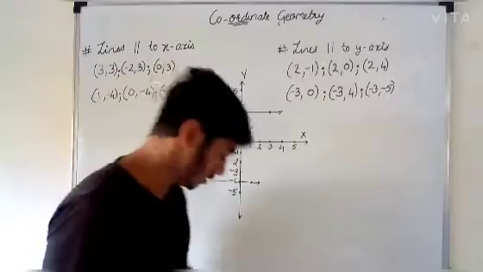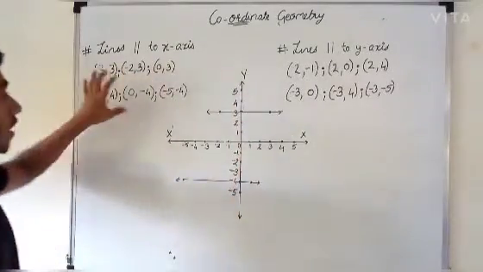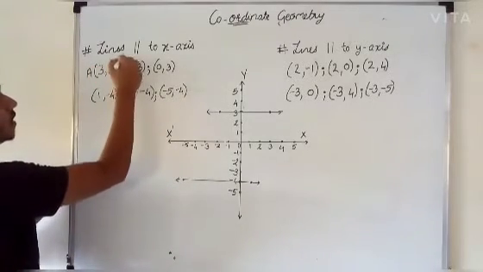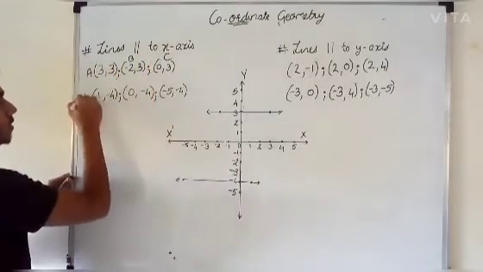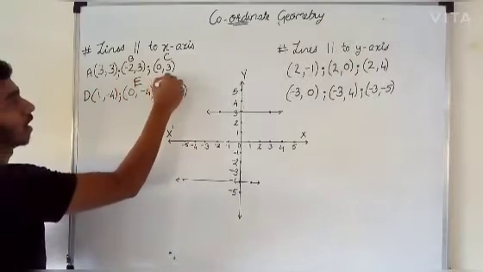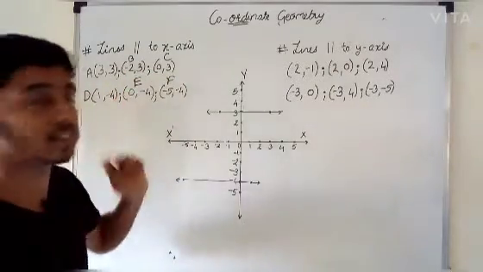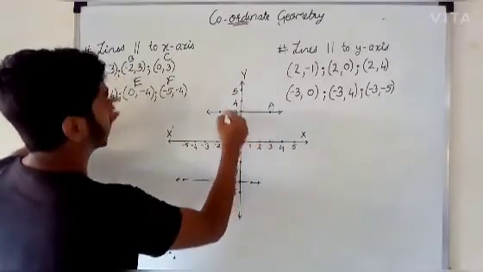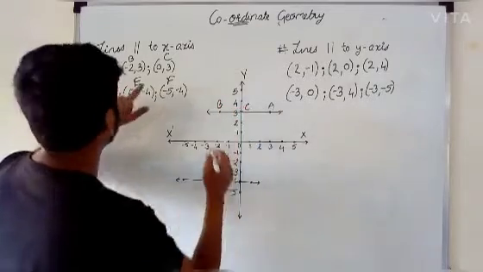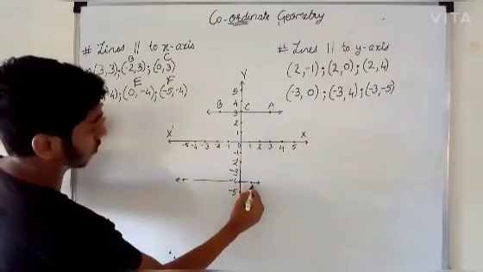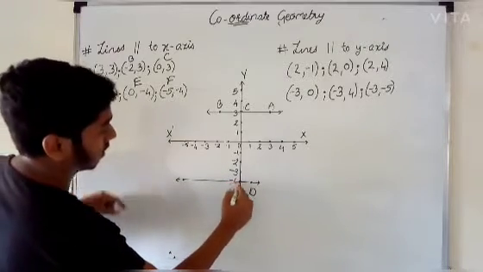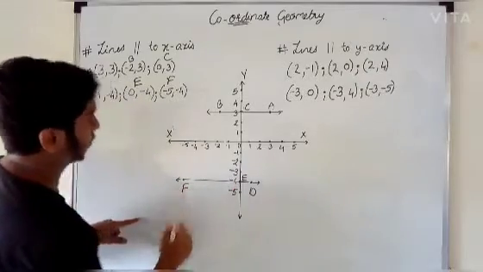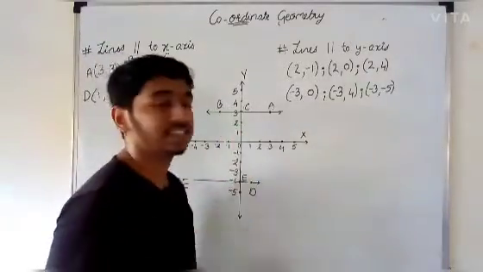Lines parallel to x-axis. We have plotted these 6 points on this graph, but let's name them also. Let's name them A, B, C, D, E and F. So this is point A, this is point B, and this is C. This one, 1, minus 4, is D, this is E, and this is F. So these 2 lines I have plotted.